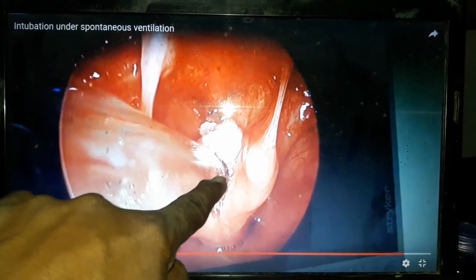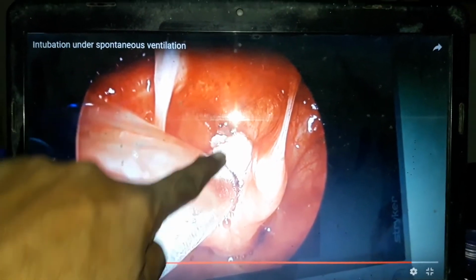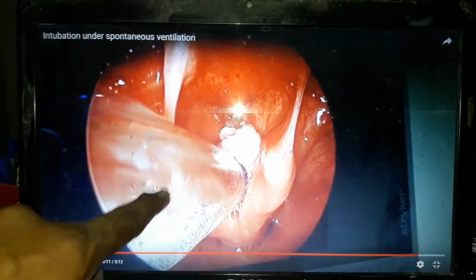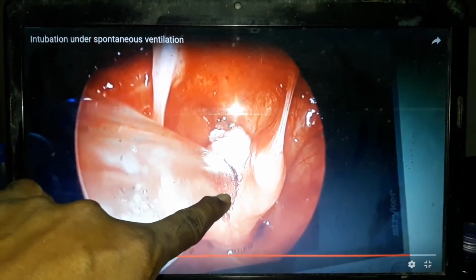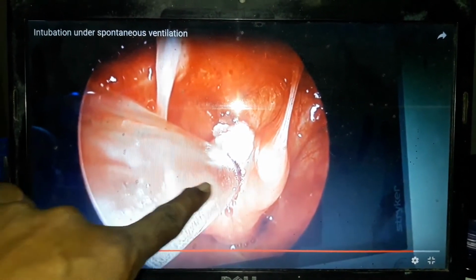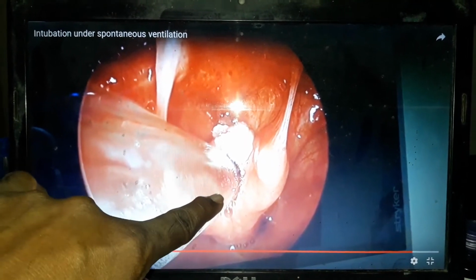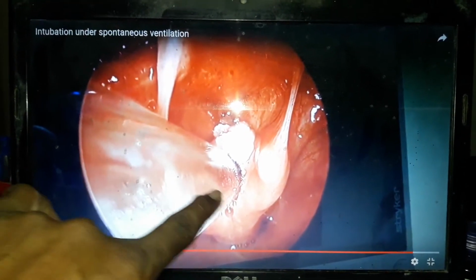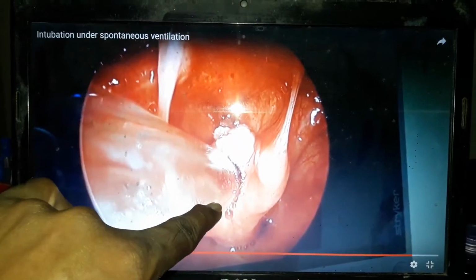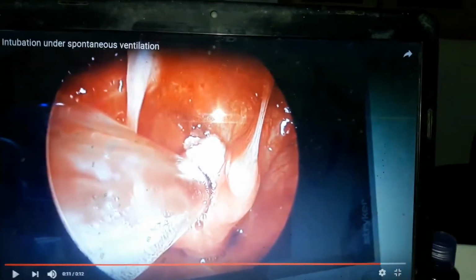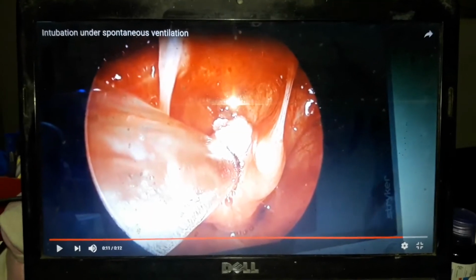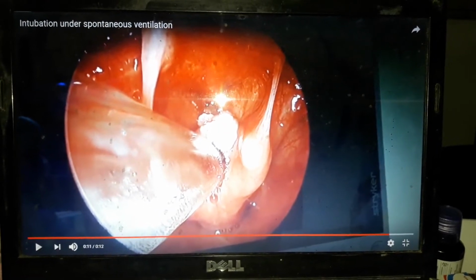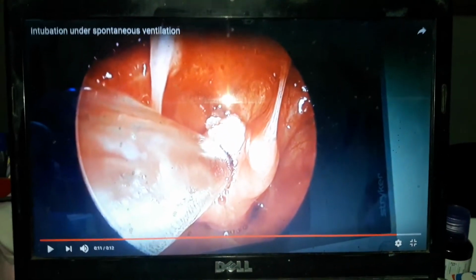There is a small opening here, and multiple laryngeal papillomas fill almost the whole laryngeal inlet. So an undersized tube was used by the anesthetist under spontaneous ventilation. Initially he saw the small opening, so he kept the tube here, and when the child coughed under spontaneous ventilation, he kept the tube here, and when he got another cough, he immediately passed it. So he utilized that cough for intubation. He will explain in his video. Okay, this is very important, the intubation under spontaneous ventilation.